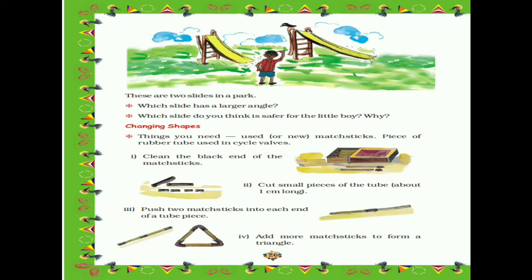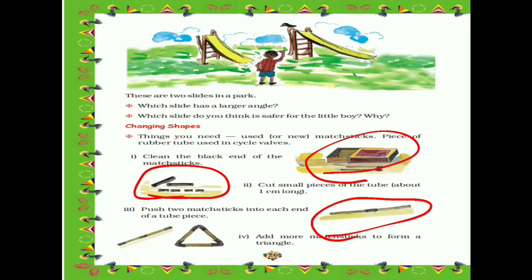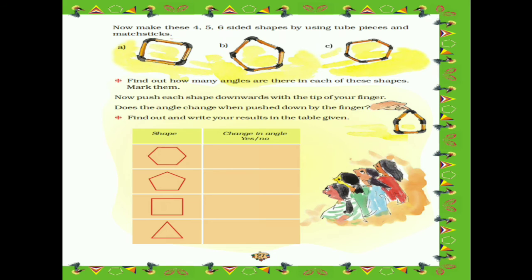Now what you have to do? You have to take a matchstick. In that, you have to clean the black end of the matchstick. Then you have to take a rubber tube that's been used in the cycle valves. Then you have to cut about 1 cm long tube. Then, as you see in the figure, this way you have to push the two matchsticks into each end of the tube. Then you have to try to make something like this. You have to make a triangle from this. So this will be your activity. This is an activity. Now let's see what is given further.